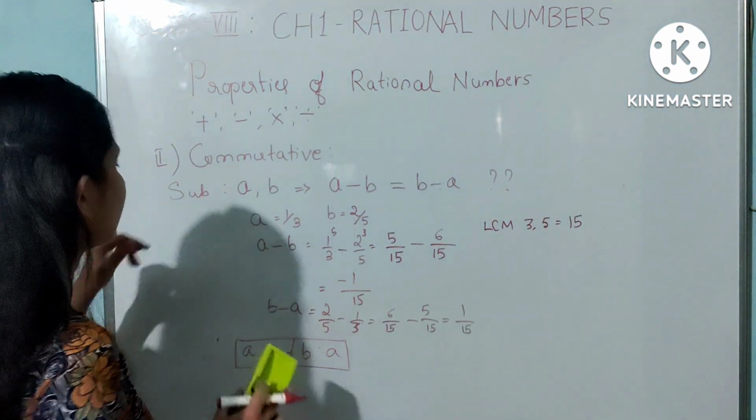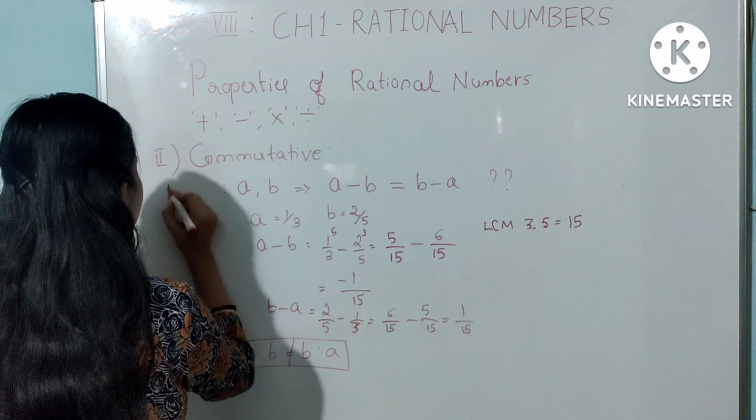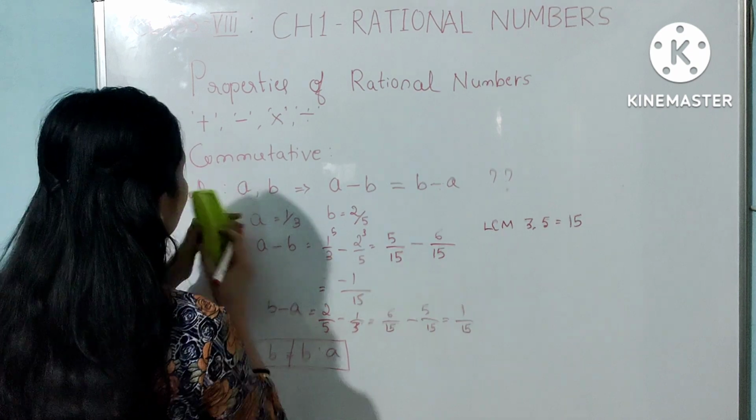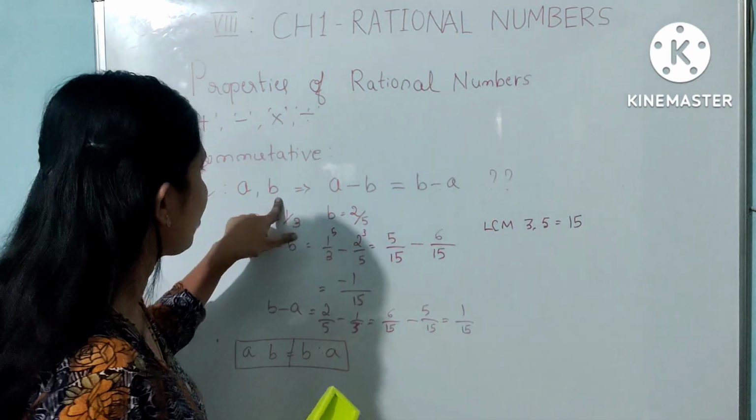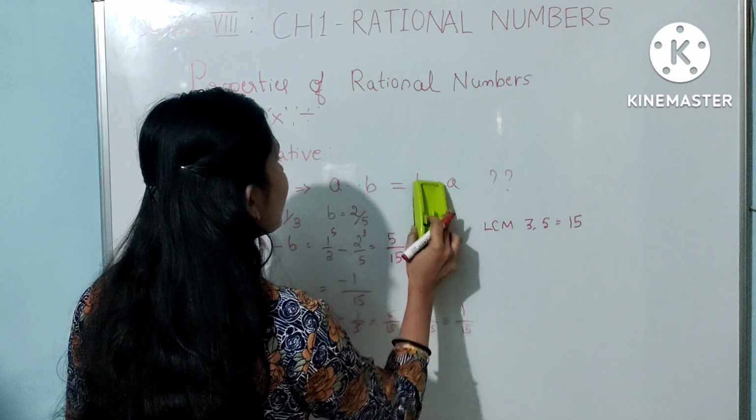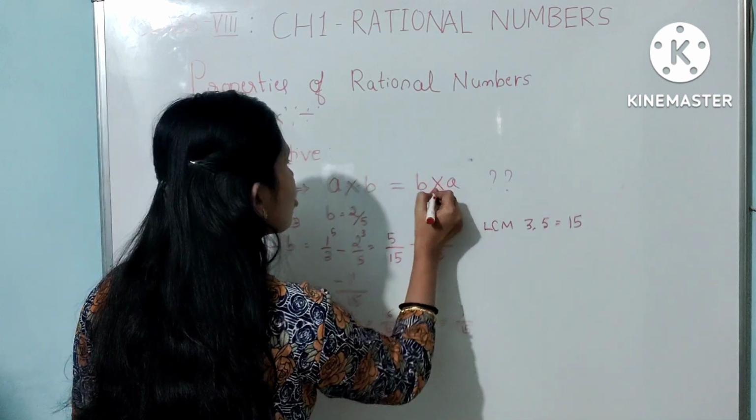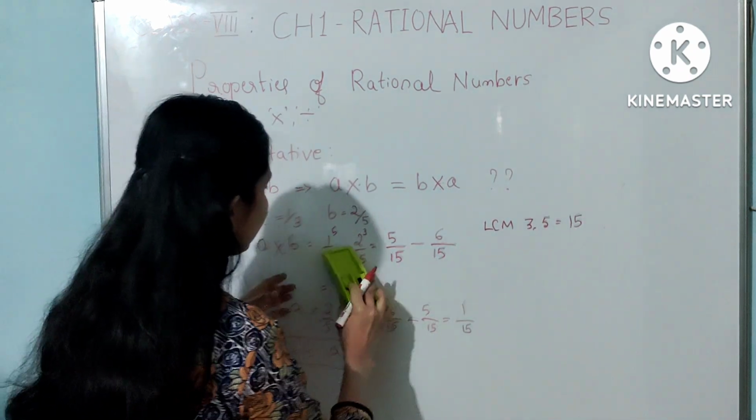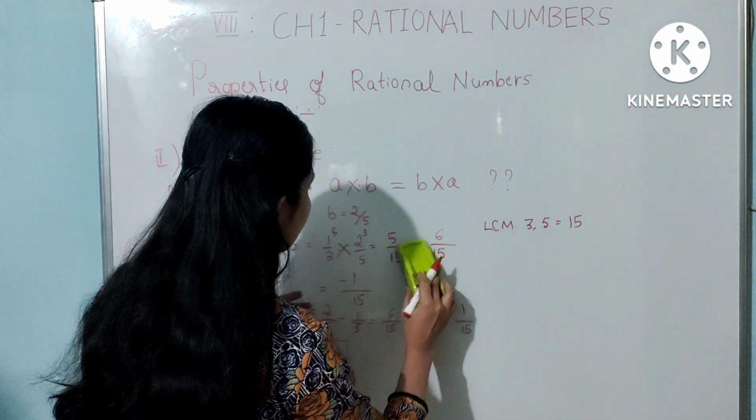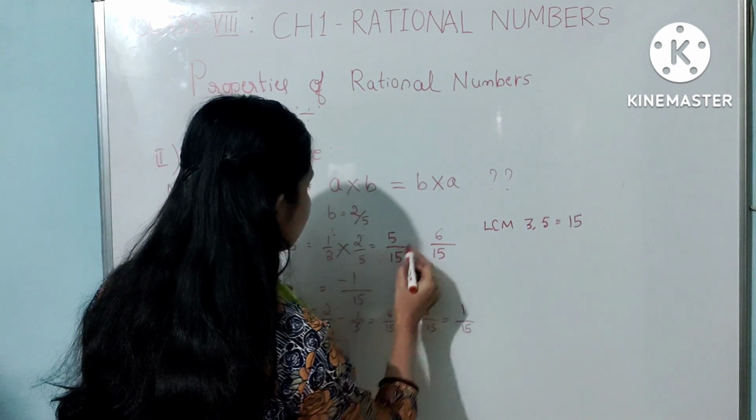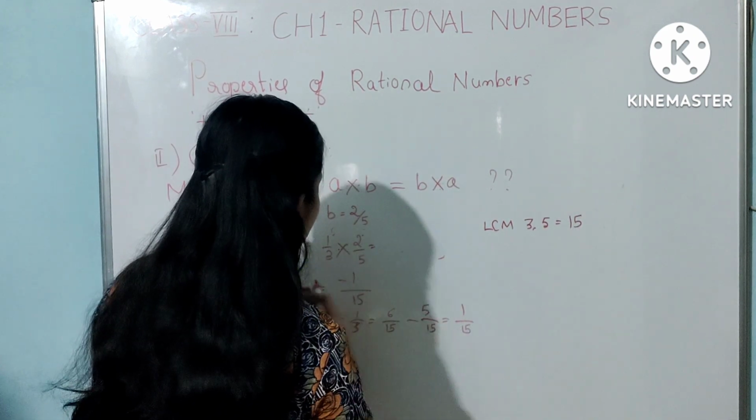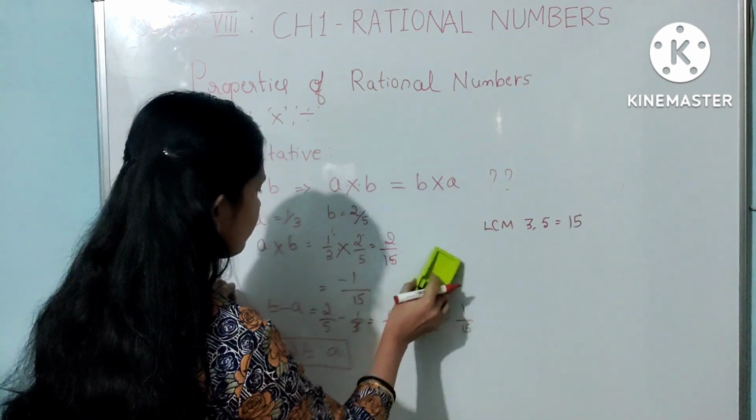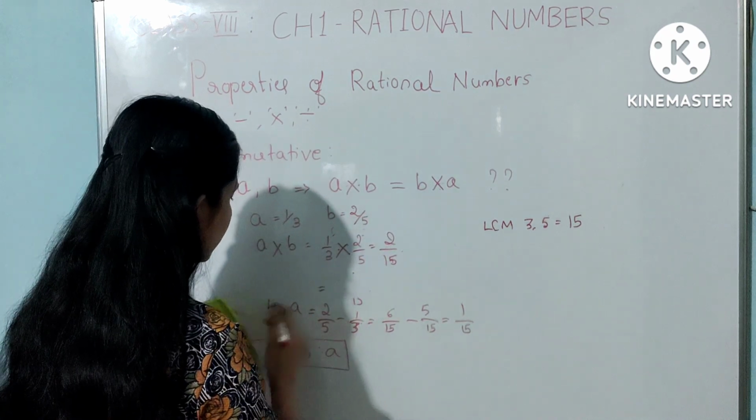Right? The next one is multiplication. What do we have to check for multiplication? For given rational numbers a, b, whether a cross b is equal to b cross a. We'll go with the same example. a cross b we have to find out. So the value is 2/15. Here b cross a.